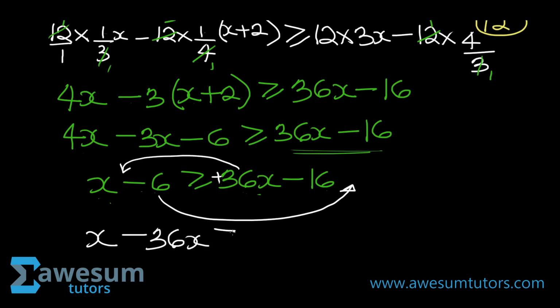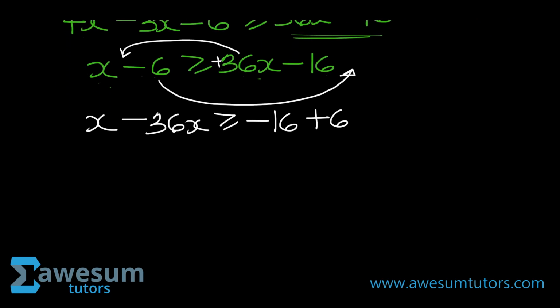Okay, I put my sign of inequality. Then I have negative 16. Negative 16 right here. This is negative 6. It comes over here and becomes positive 6. So that means I have minus 16 plus 6. Okay, so now what do we have here? x minus 36x. That's pretty easy. We know that. That's going to give us negative 35x.